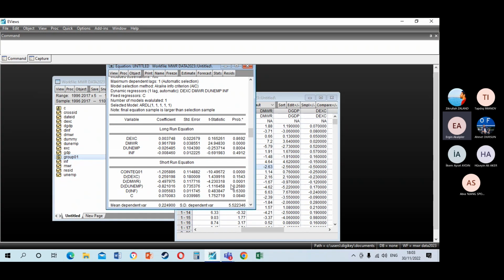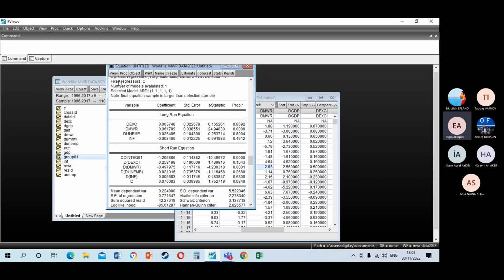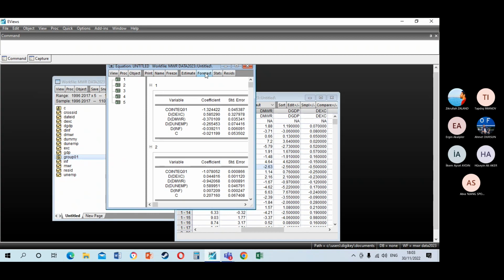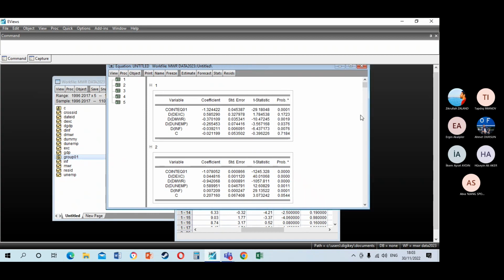And when we go to the short run equations, we have 5 countries, as I said, the BRICS countries. Now we have separate short run estimations. Of course, this is a very fast presentation for you. The co-integration equation, as you see here, is negative, and it is meant for Brazil. This is Brazil, Russia, India, China, and South Africa.